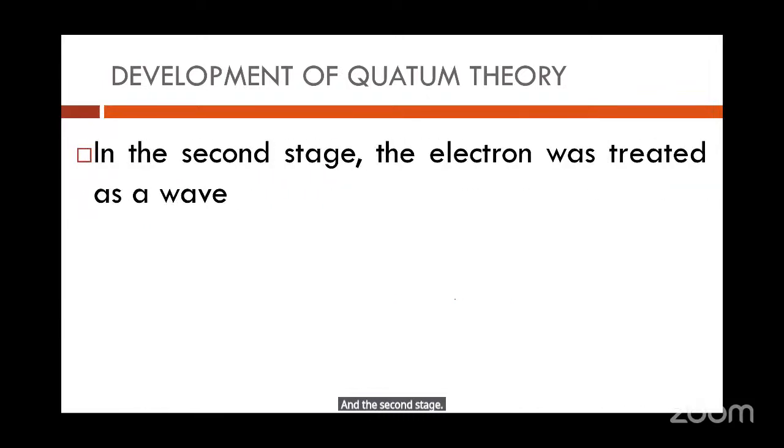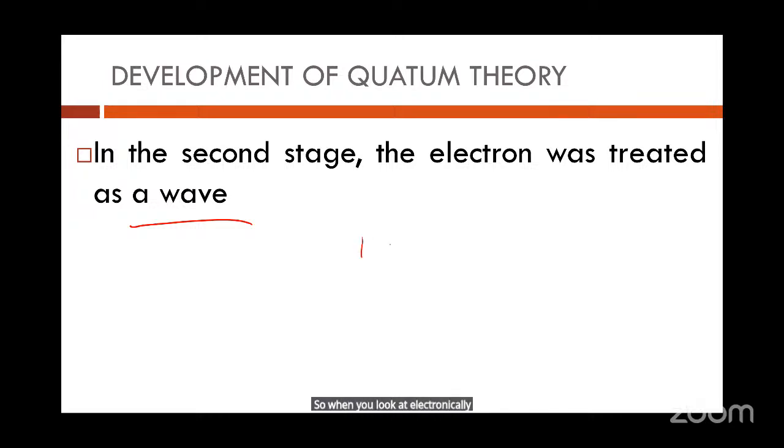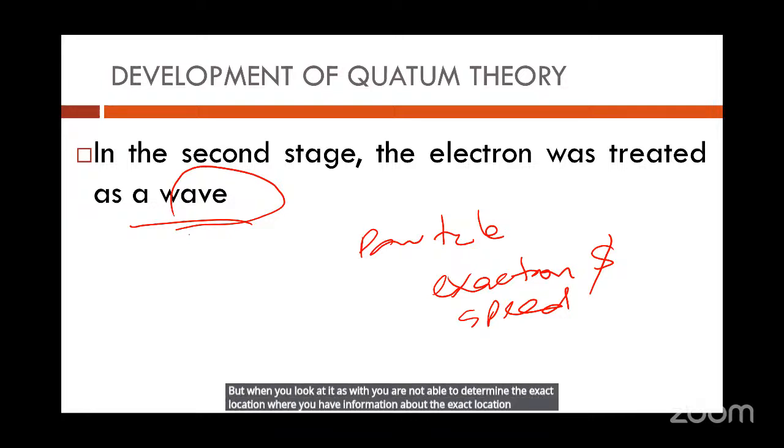And in the second stage, electron was treated as wave. I also gave this information yesterday. And so when you look at electron as particle, then you are able to determine the exact location and the speed at the same time. But when you look at it as wave, you are not able to determine the exact location. When you have information about the exact location, you are not able to determine the speed.